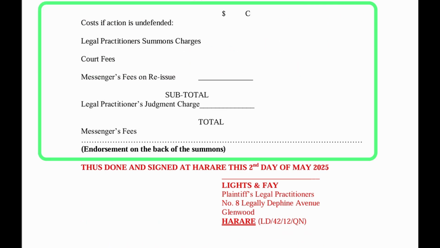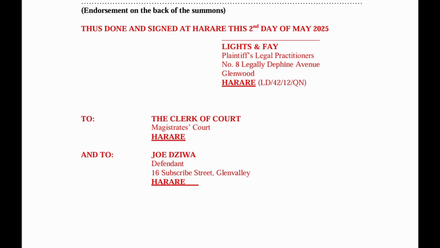Just underneath the particulars of claim, there's a section where there's a prominent $ sign. That is the section where all the charges associated with the serving of the summons are attached, including the legal practitioner's charges, the court fees, the messenger's fees, and so on. At the very end of our summons, there's a section which is typed in bold. That section pretty much encompasses the addresses of the plaintiff and the defendant and their legal practitioners.